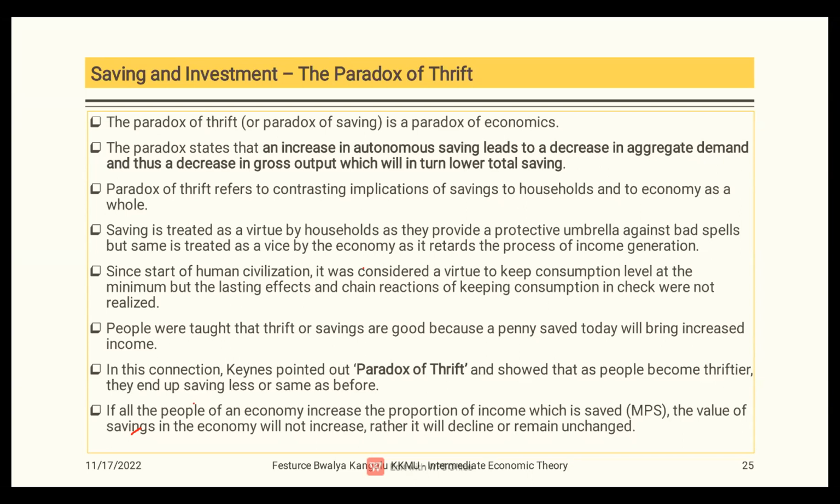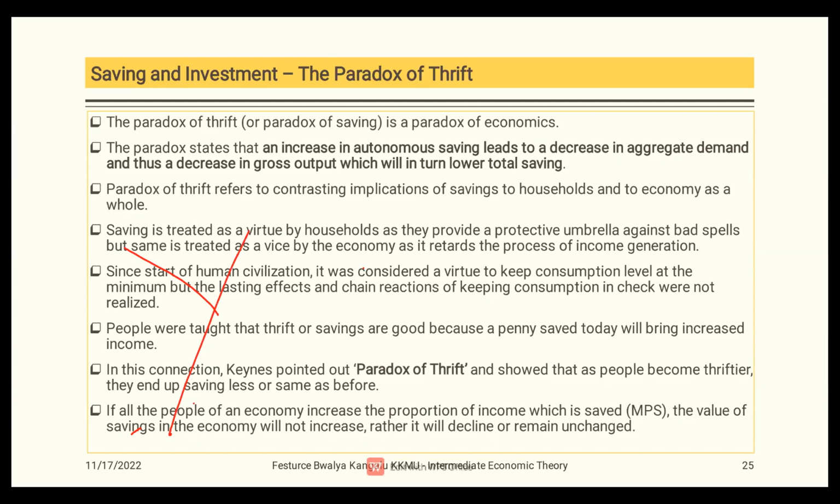You said an increase in autonomous savings? Yes. We assume that there is some saving that is not influenced by income, like you just fix it: I'm going to be saving. So there is some fixed saving. An increase in saving will lead to a decrease in aggregate demand. Aggregate demand is the same as output or income, if you want. Why? Okay.